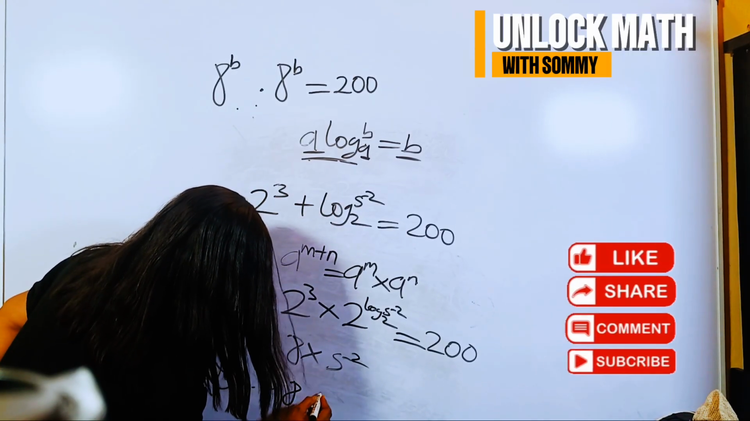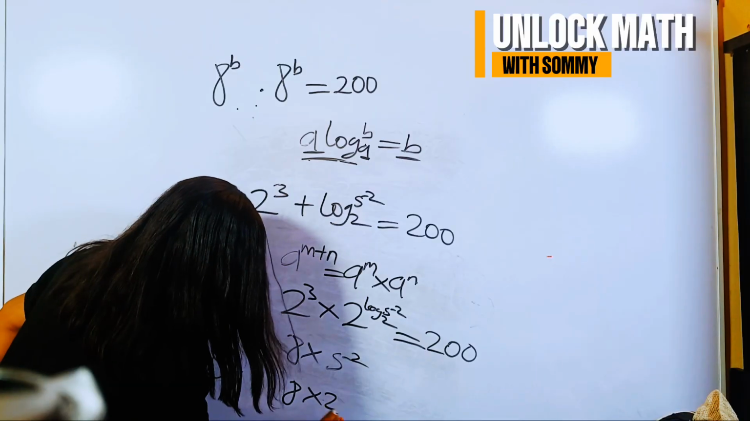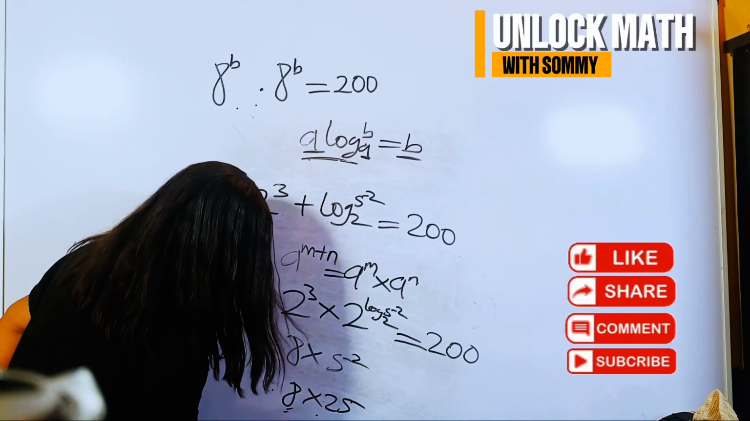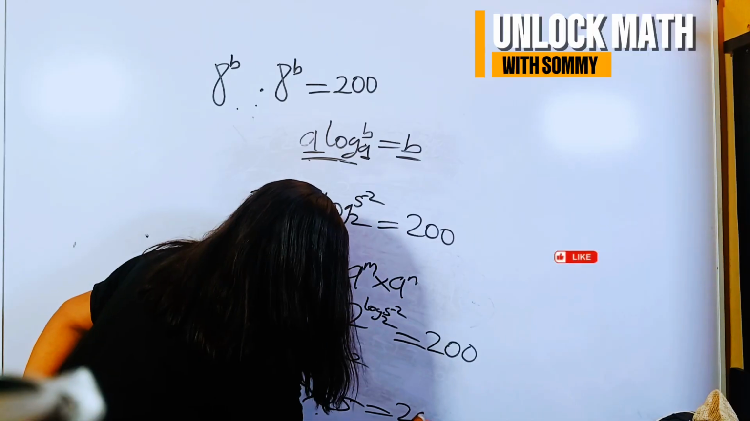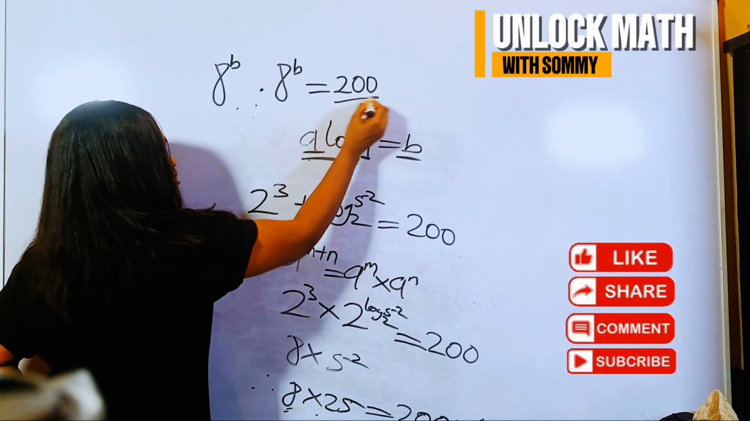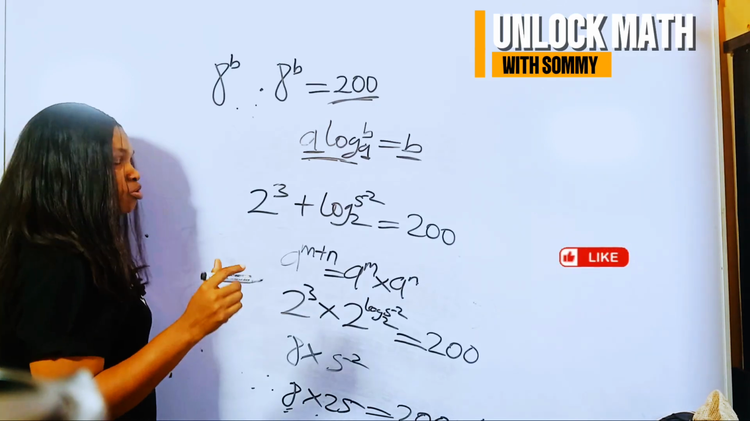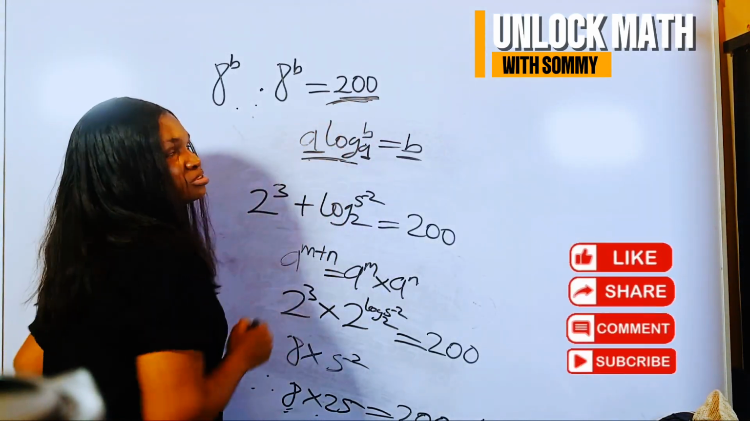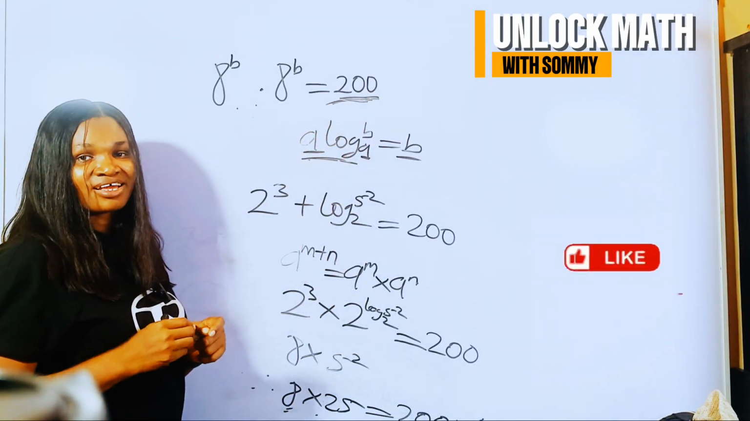Therefore, 8 will now multiply 5 squared, which is 25. And 8 multiplies 25 gives us 200. And this is our answer. This means that what we got as our b is correct, because it gives us 200. And that is our answer. Thank you.